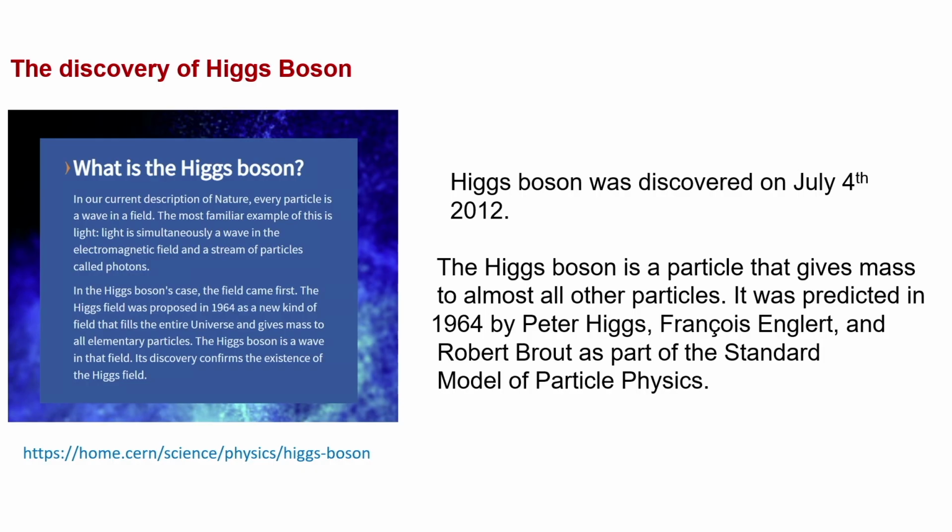This is the discovery of the Higgs boson, from the CERN site, where the discovery was made on July 4th, 2012. It asks, what is the Higgs boson? In our current description of nature, every particle is a wave in a field. The most familiar example of this is light, which is simultaneously a wave in the electromagnetic field and a stream of particles called photons. This really reiterates what we know about the wave-particle duality of these microscopic particles, which has been encoded in the relation by de Broglie, p equal to h over lambda.